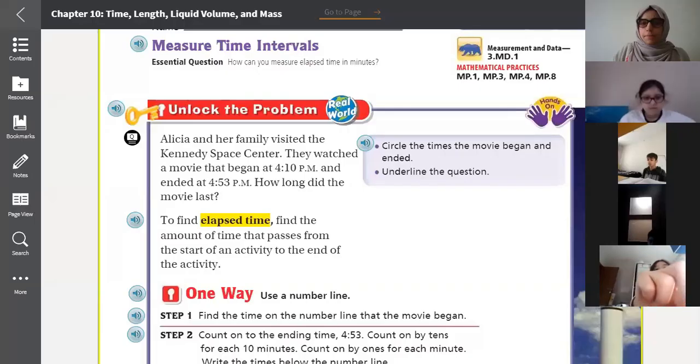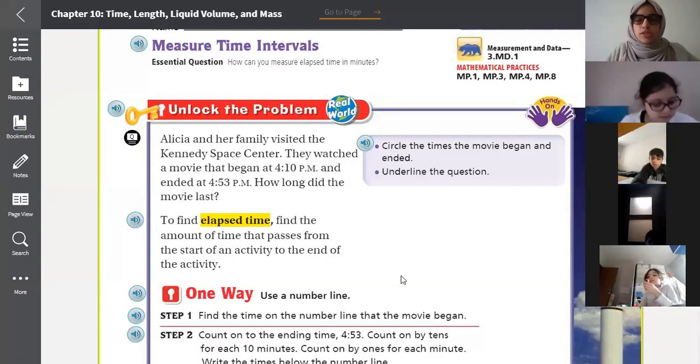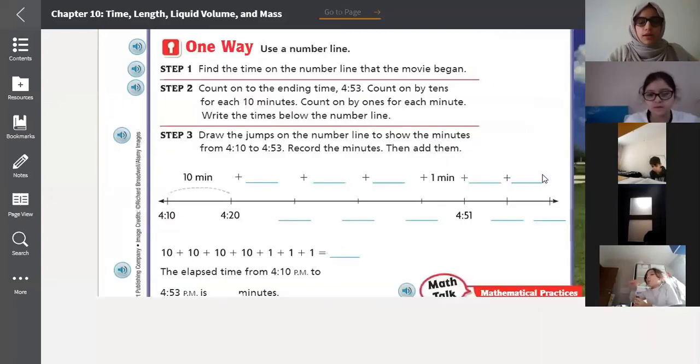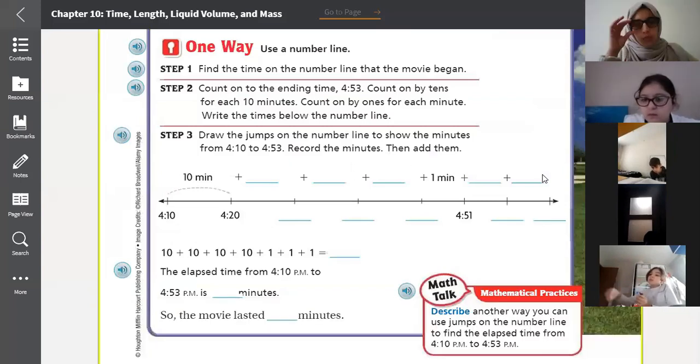So in elapsed time, we are going to find out the difference in time to find out how much time is spent on an activity and how long it is. We're going to use a few techniques. The first one will be the number line that will help us identify the elapsed time.